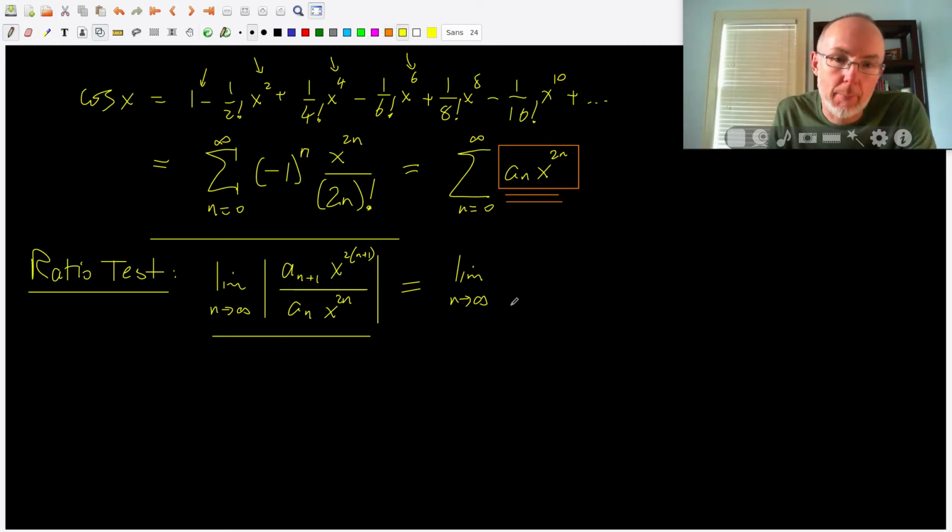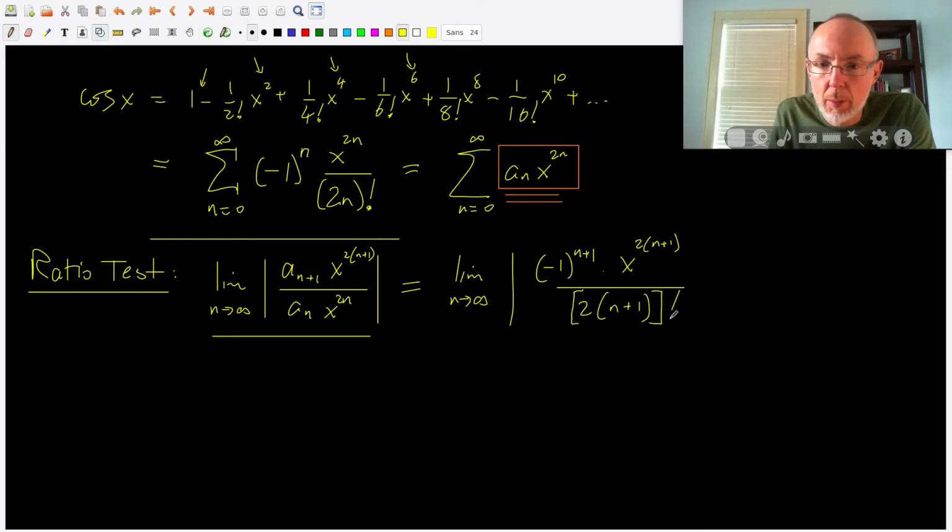And then we're going to take the limit. So this is the limit in this case of a sub n plus 1. Well, I'll just write out what it is. That's minus 1 to the power of n plus 1 times x to the power of 2 lots of n plus 1, divided by 2 lots of n plus 1 factorial. Well, it's the factorial of that whole thing, so be careful about that.